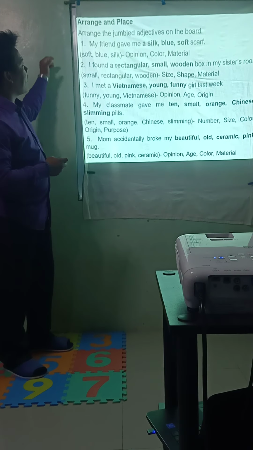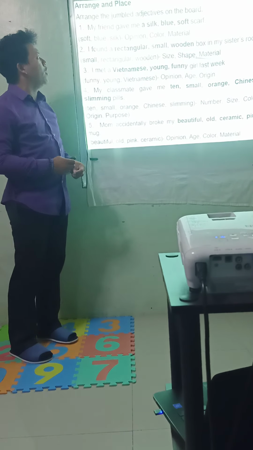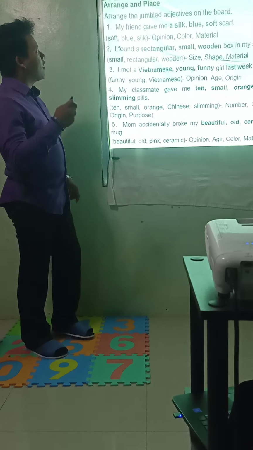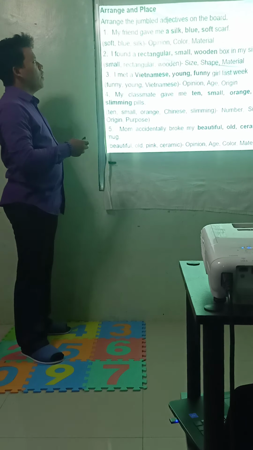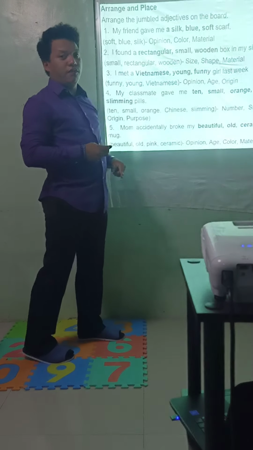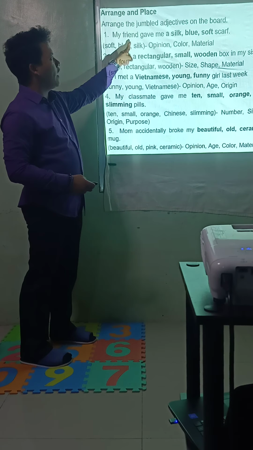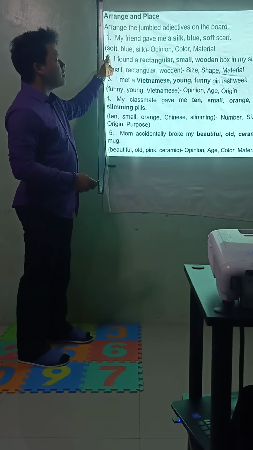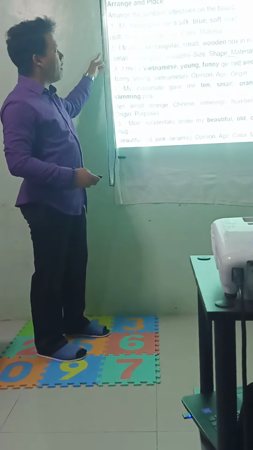So let's have an activity. This is entitled Arrange and Place. What we need to do is to arrange the jumbled adjectives on the board. Number 1, my friend gave me a silk blue soft scarf. So what we need to arrange here is silk, blue, and soft. So the correct order is soft, blue, and silk. So we have started with the opinion, soft, the color, blue, and the material, silk. What about number 2?